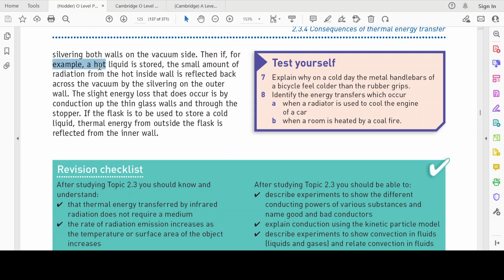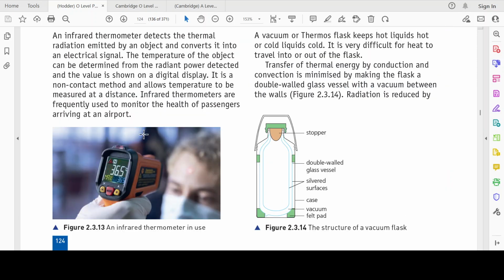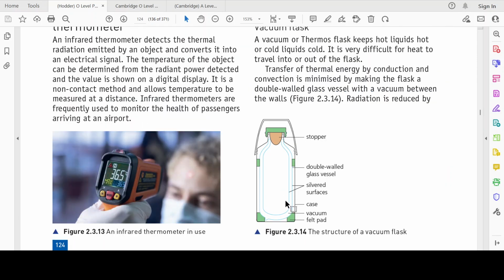If a hot liquid is stored, the small amount of radiation from the hot inside wall is reflected back across the vacuum by the silver lining of the outer wall. What that means is, this is the inner wall. If even a little bit of heat escapes, there's a vacuum which is going to stop it, and then the other wall is also shiny, so that's going to reflect it back inside.